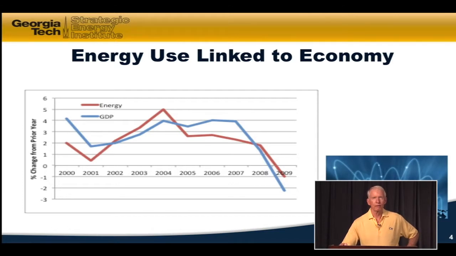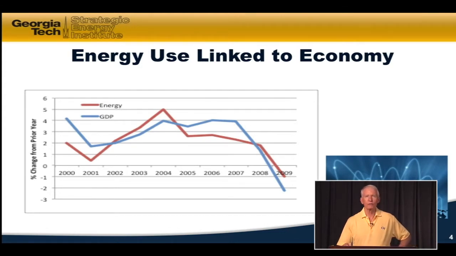What this graph shows is the change from the previous year of energy use, which is the red line, and the gross domestic product in the U.S., which is the blue line. And from 2000 to 2009, it shows the change in energy consumption and the change in the economy measured by the gross domestic product from the prior year. This is just from the prior year.